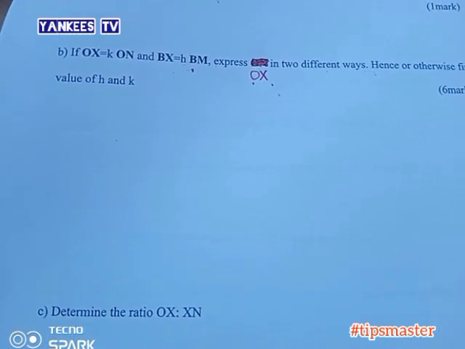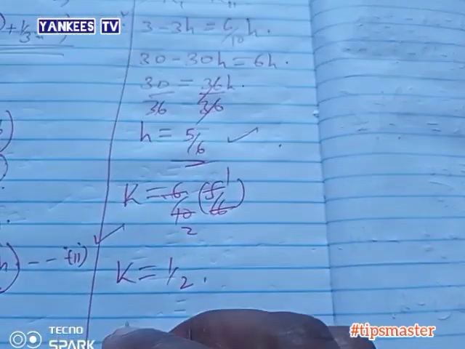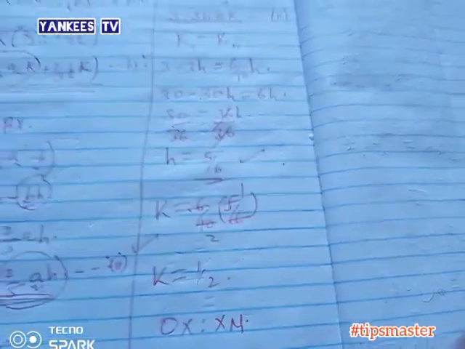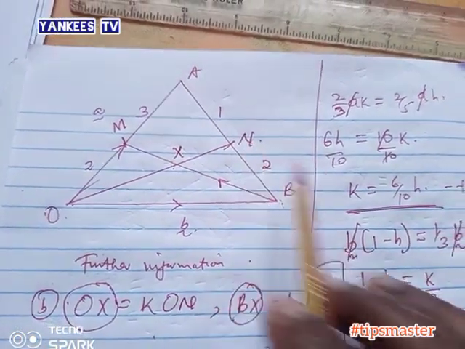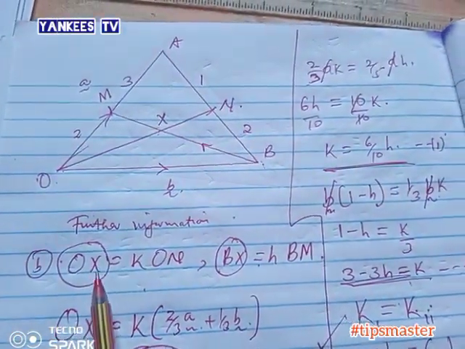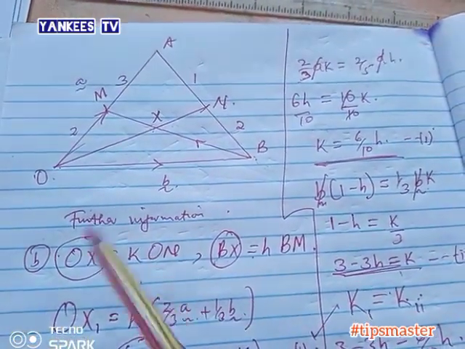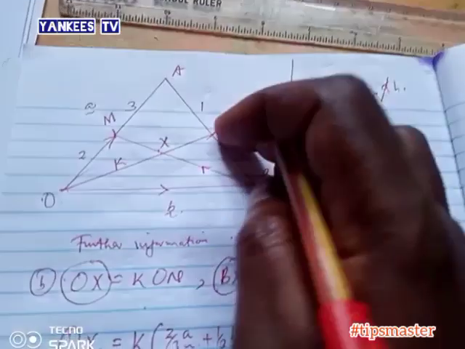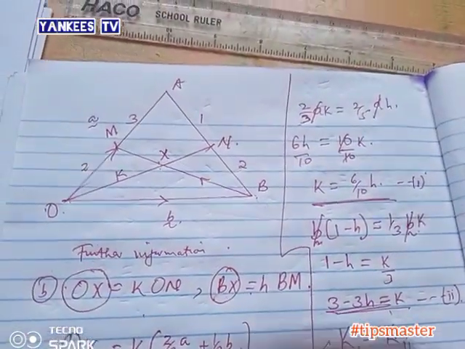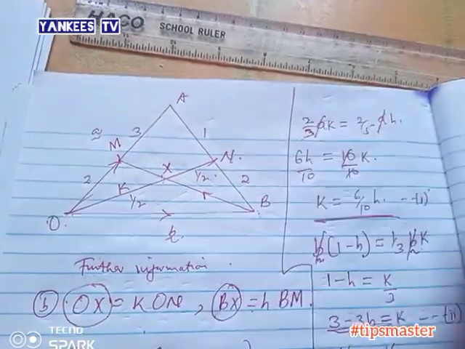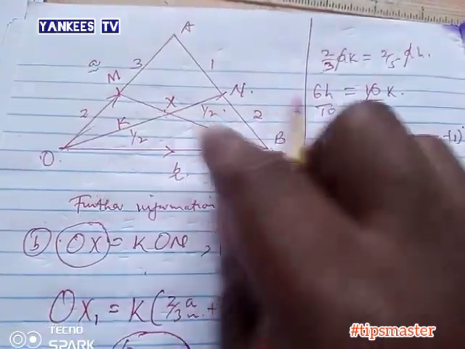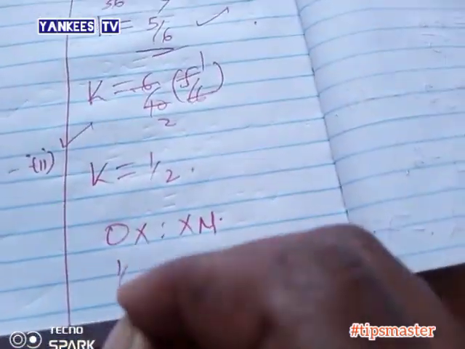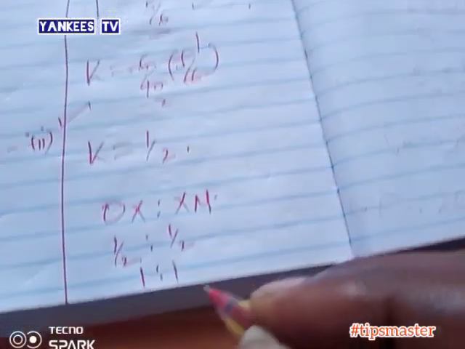So what were they saying? Find the ratio of OX to XN. OX to XN is very simple. Let's come to the diagram. OX was K of ON, so this is K of the whole thing, ON. And K is half. So here is half and the other side is also half, because the whole line must be 1 over 1. So a ratio of OX to XN, half ratio half, is 1 ratio 1.